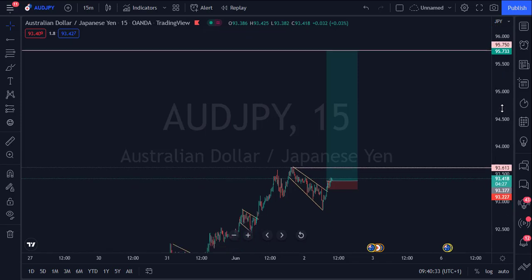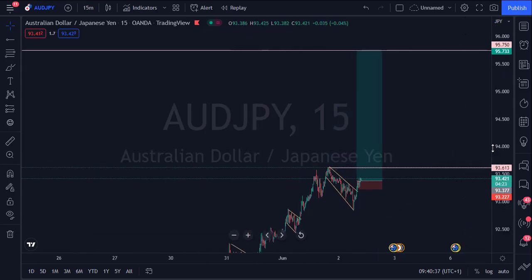If I lose this trade, I'll show you. If I win this trade, I'll also show you. But I'll manage the trade as much as I can and let you see the result at the end.